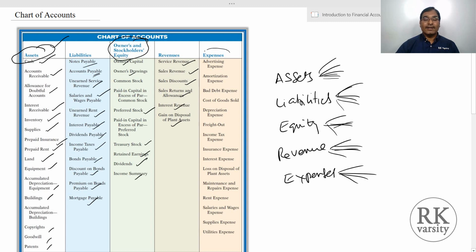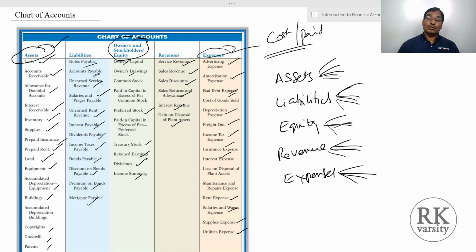And when it comes to the expenses, you have different types of expenses that you incur: advertisement expenditure, amortization expenditure, bad debt expenses, cost of goods sold, depreciation expense, freight out, income tax expenses, insurance expense, interest expense, rent expense, salaries and wages expense, supplies expense, utilities expense. So these expenses, when you say that this is a cost incurred, or simply we can say that it is paid. So any amount of expense that you paid is shown under the head of expenses. Our main head is expenses, under which these are the sub heads.